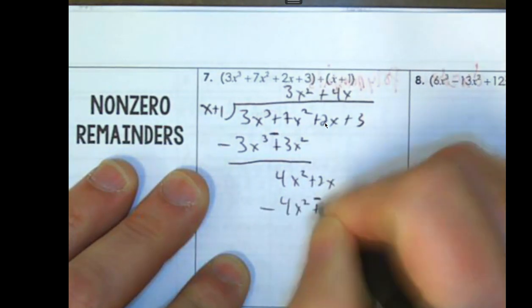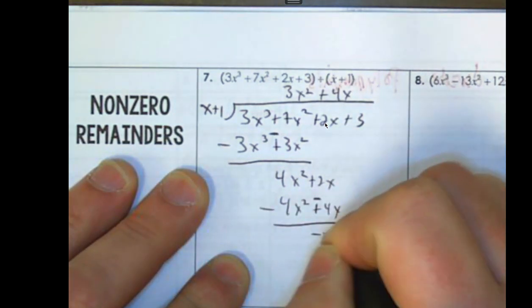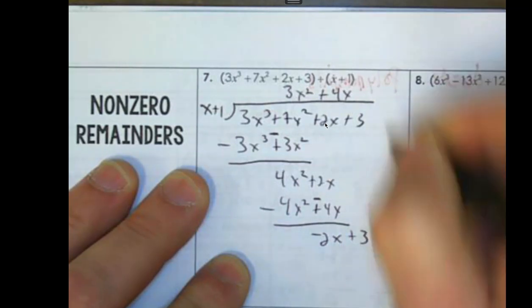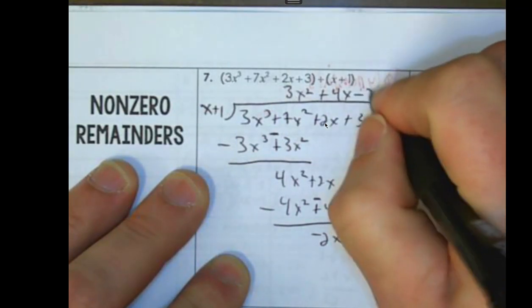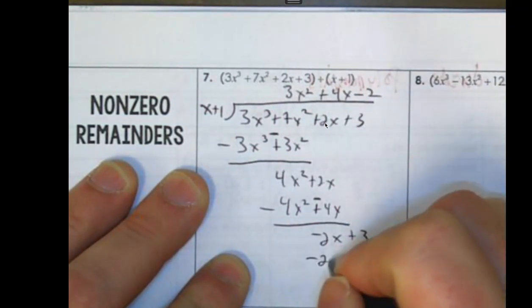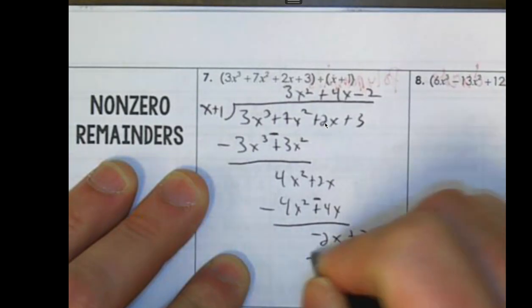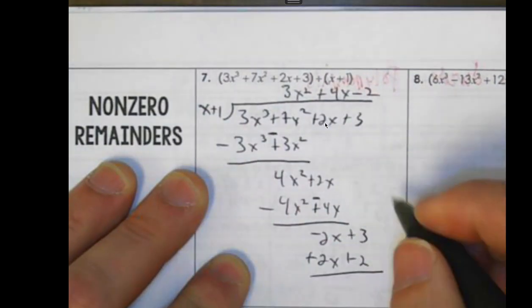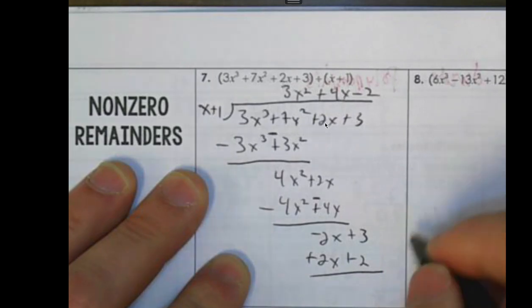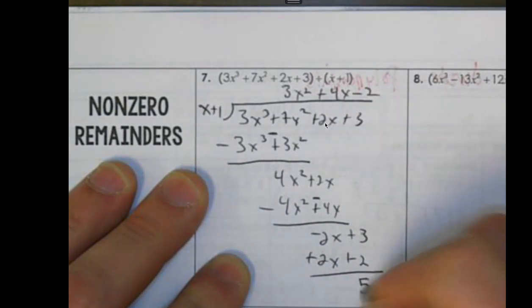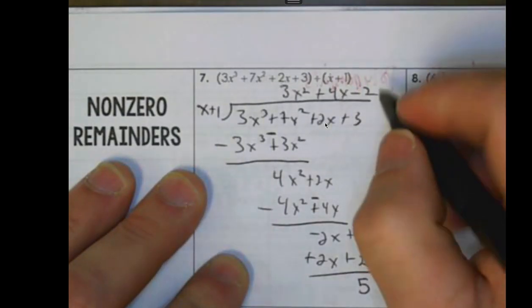Change the signs. This gives me a negative 2x. Bring down plus 3. And then I'm going to go minus 2 here. And this gives me negative 2x minus 2. Change the signs, and I get this guy right here. I get 3 plus 2, which is 5. So back in the day, you'd put remainder 5.